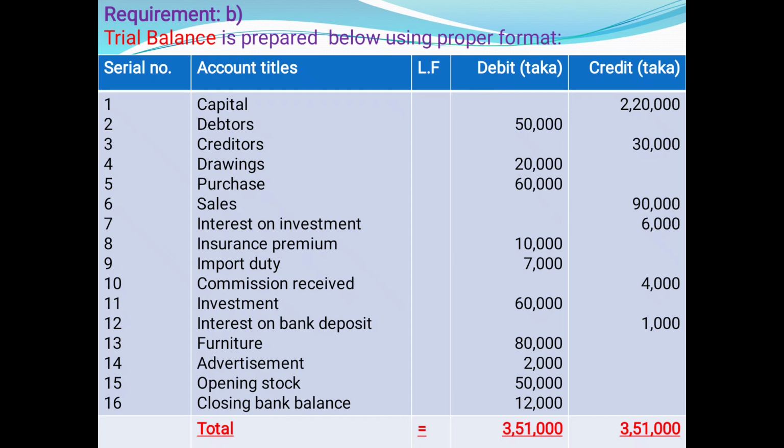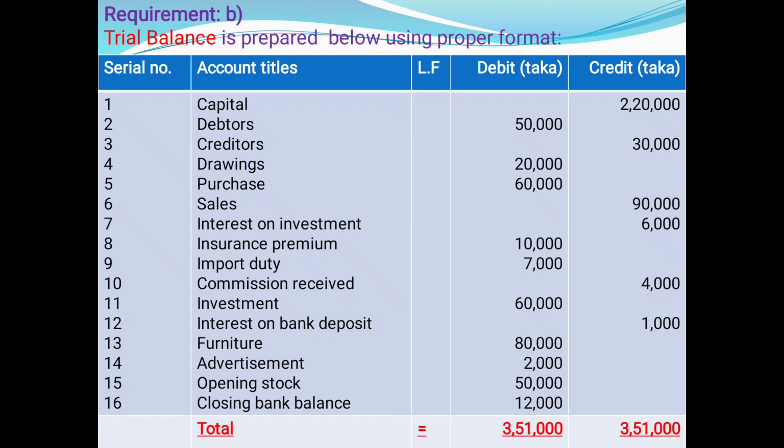Furniture is one kind of fixed asset. Furniture is debited in this trial balance for taka 80,000 because all assets are debit. Advertisement is debited taka 2,000 in this trial balance because advertisement is an expenditure, or revenue expenditure, in any business.